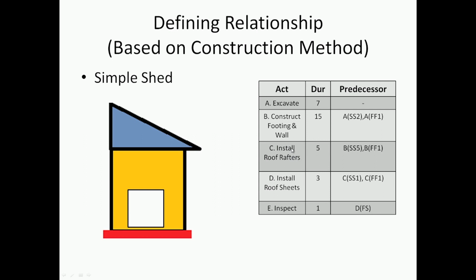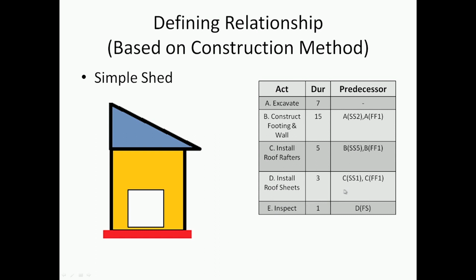Similarly, for installing the roof rafters, we are saying that it will start only 5 days after the wall and footing has started, and can finish only 1 day after that activity has finished. That is FF1. And for installing roof sheets, we are saying that 1 day after the rafters have started, I can start installing roof sheets, and it will finish 1 day after the rafter activity is completed.